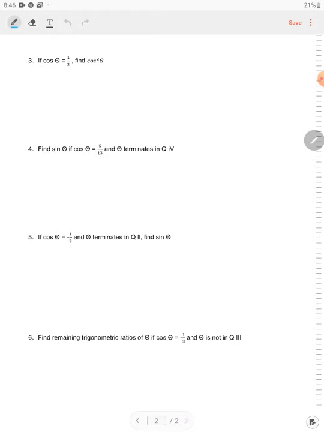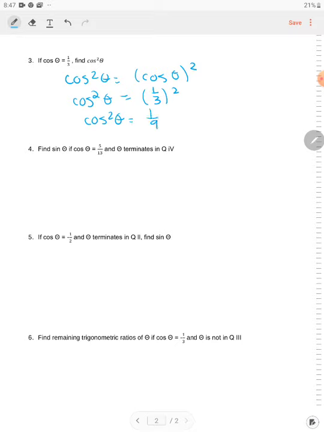Okay, if cosine of theta is equal to 1/3, find cosine squared. Okay, this means cosine of theta squared. So cosine, we put the 2 between the cosine and the theta, that's equal to 1/3 squared. If you recall, 1/3 squared is 1 over 9.